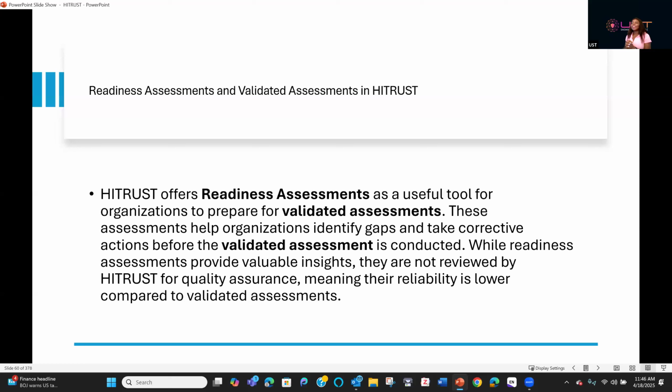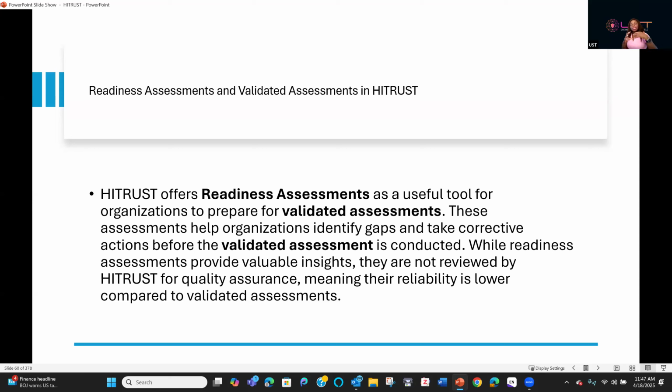I said, HITRUST offers readiness assessment as a useful tool for organizations to prepare for validated assessment. This assessment helps organizations identify gaps and take corrective actions before the validated assessment is conducted. While readiness assessments provide valuable insight, they are not reviewed by HITRUST for quality assurance.